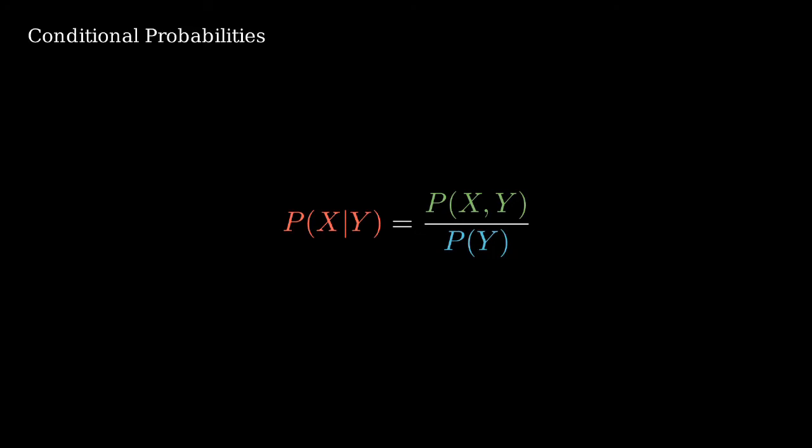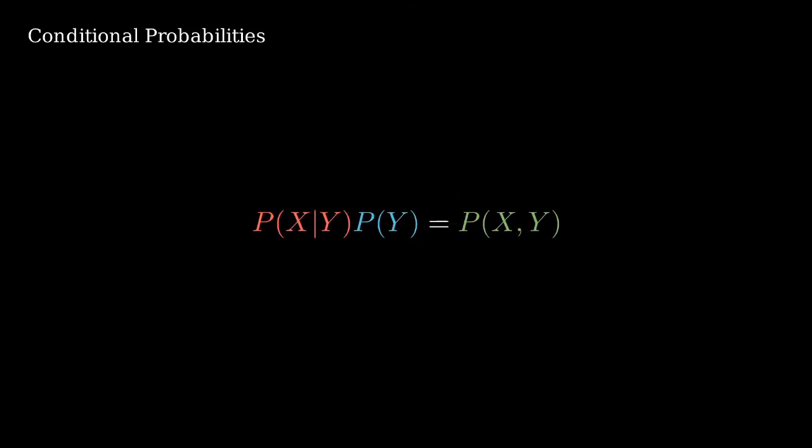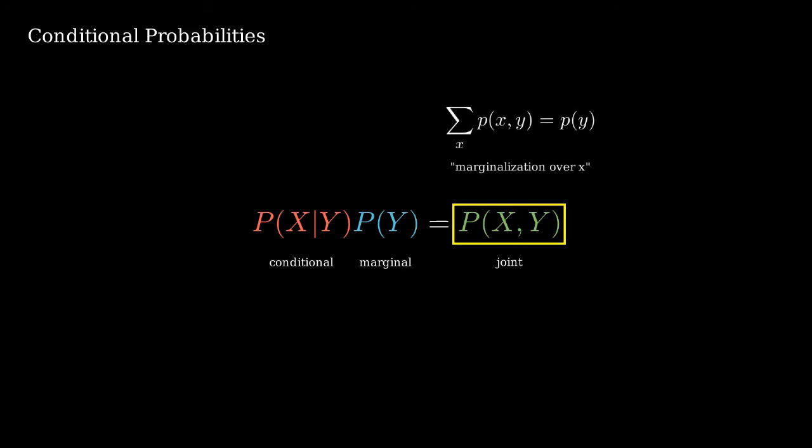If we rearrange the definition of conditional probability, we get a very useful way to re-express the joint probability. As a side note, P of y in this case can be referred to as a marginal probability in the sense that when you sum the joint P of x and y over outcomes of x, you get the probability of y. This process of summation is called marginalization.